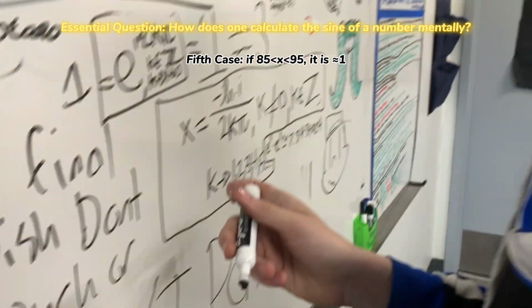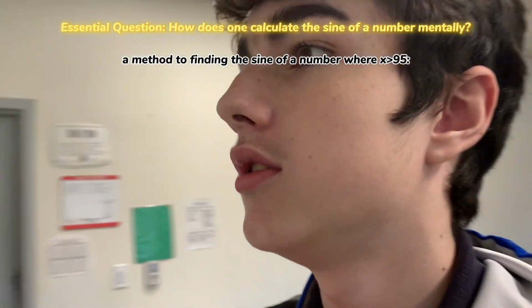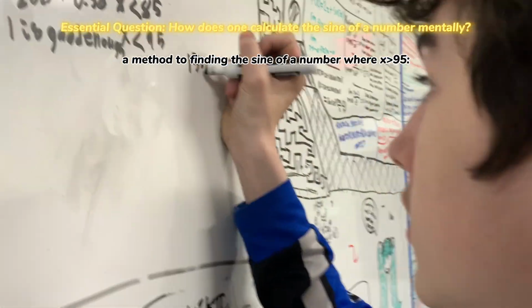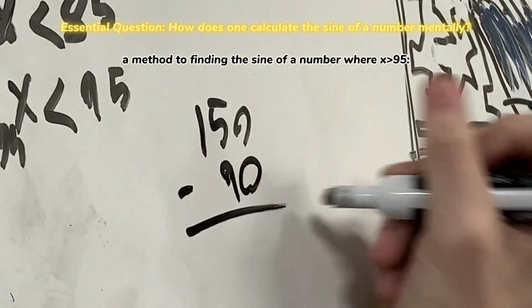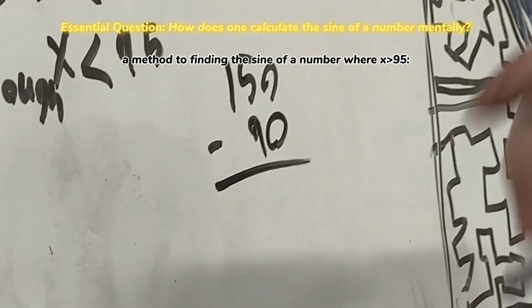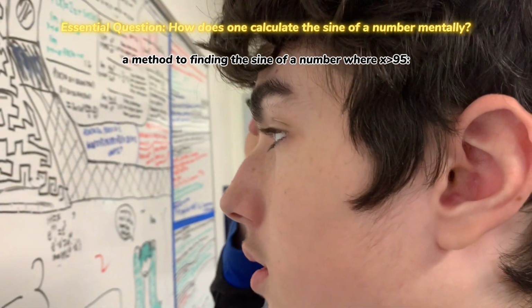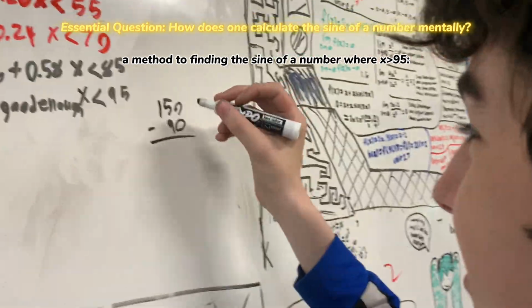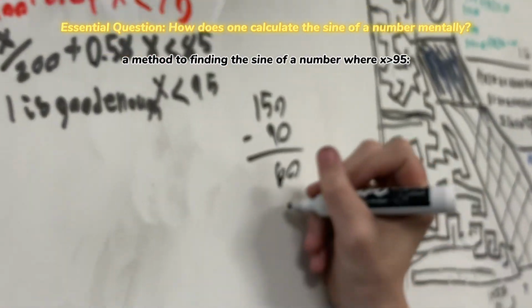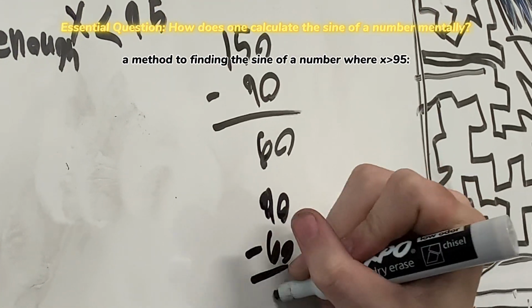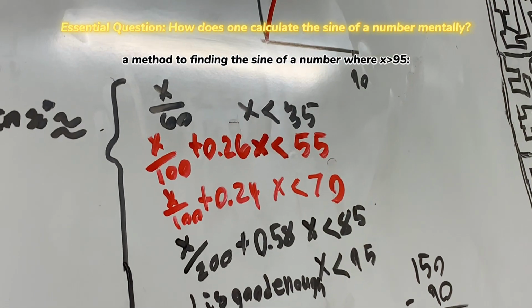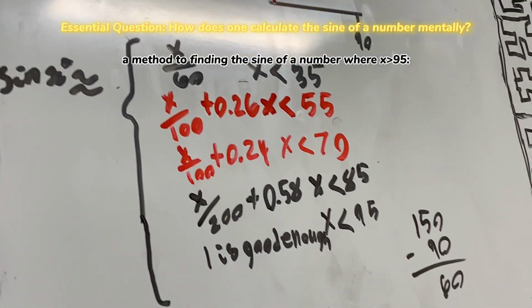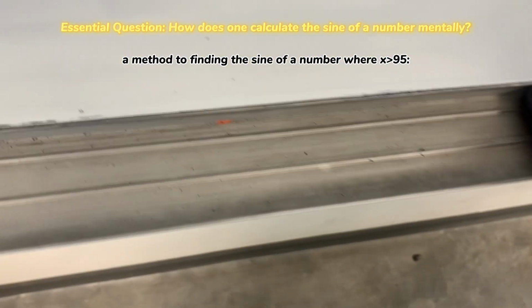Let's say I have to find the sine of like 150. So what do I do? What you're going to do is 150 minus 90, and then you do 90 minus that, which is 30. So it's going to be about the same as sine 30, and sine 30 is exactly 0.5.